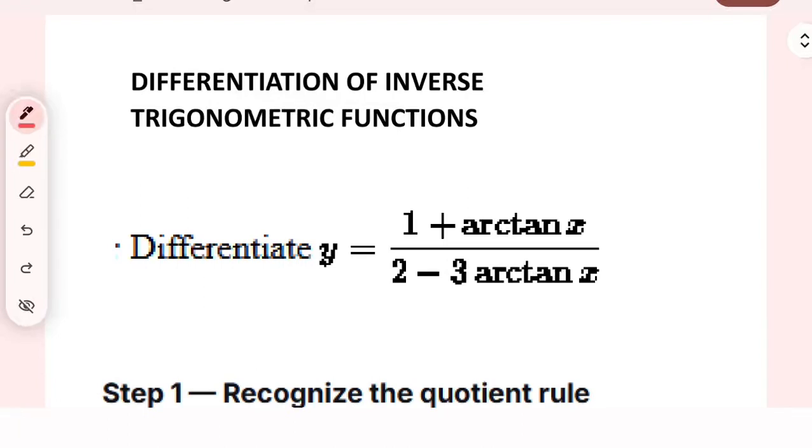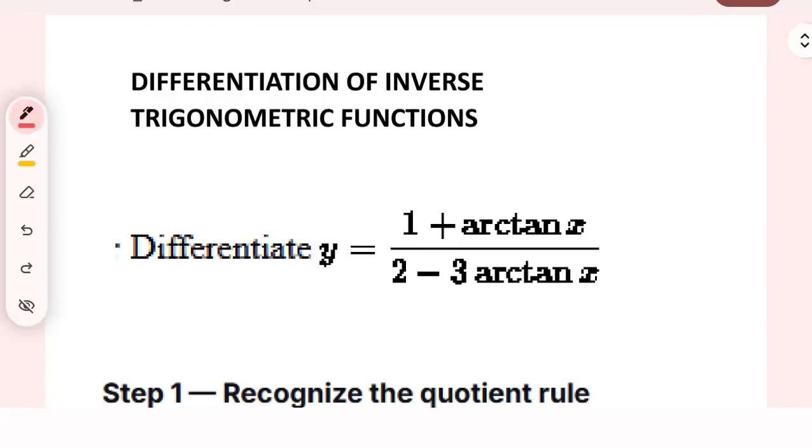Hello everyone. So this would be our second problem on the differentiation of inverse trigonometric functions. In our first problem, we introduced how to compute the derivative of inverse trigonometric functions. And in that problem, we applied the product rule, because we have two functions that were multiplied. So we applied the product rule to solve for the derivatives of the inverse trigonometric function.